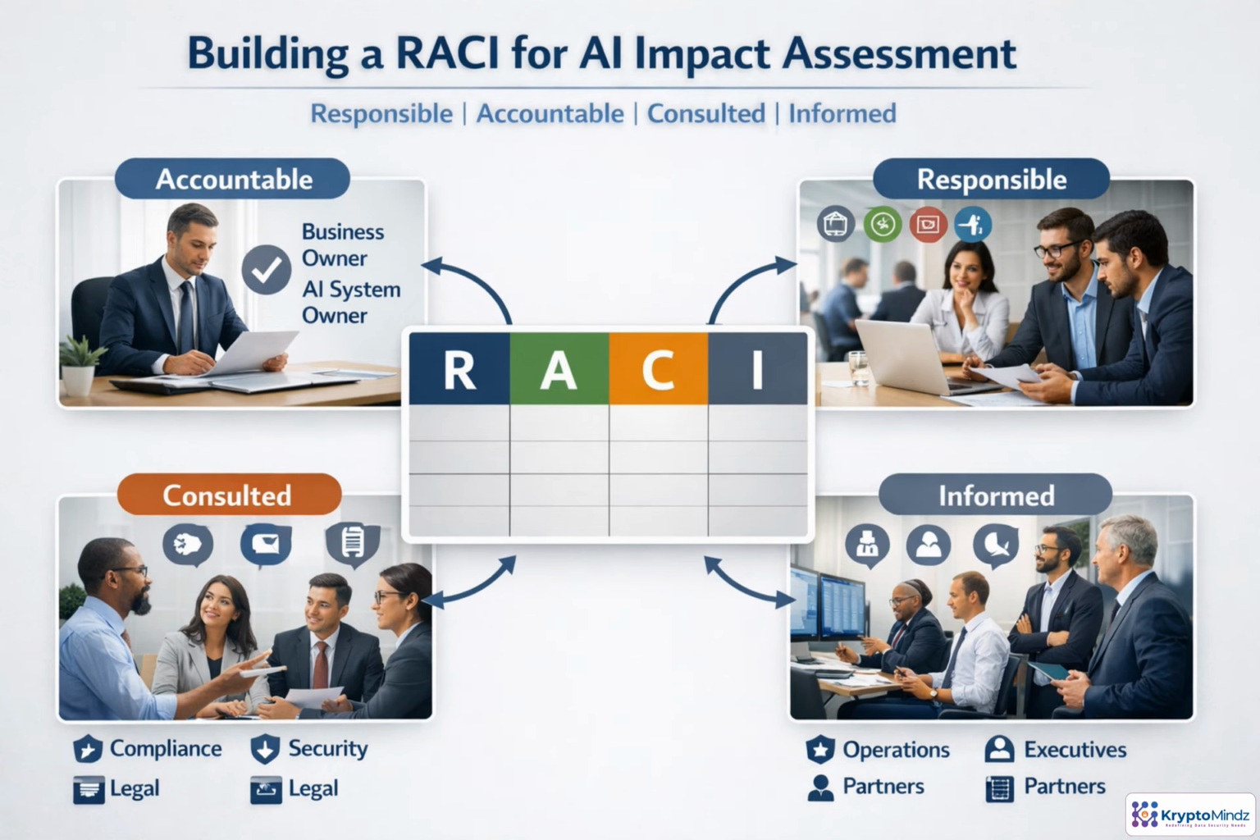A RACI makes those responsibilities operational. Start by naming one accountable owner, often the business owner or AI system owner, who has decision authority. Then identify who is responsible for doing the work: product, architecture, data science, model risk, or governance teams. Bring in consulted voices where expertise or rights are affected, such as privacy, security, legal, compliance, domain experts, and stakeholder representatives. Finally, define who must be informed when impact levels, approvals, or monitoring results change. No assessment task should have unclear ownership or silent stakeholders.